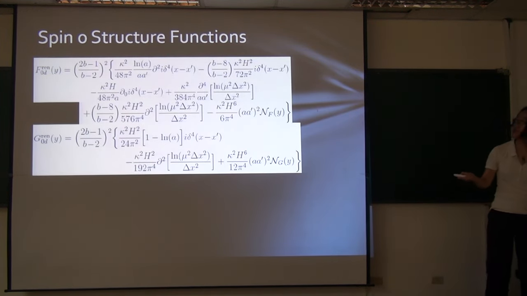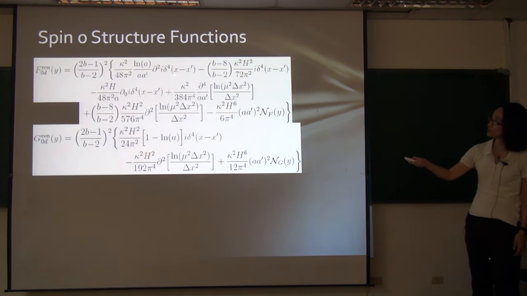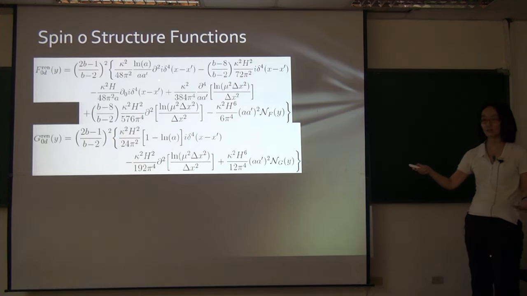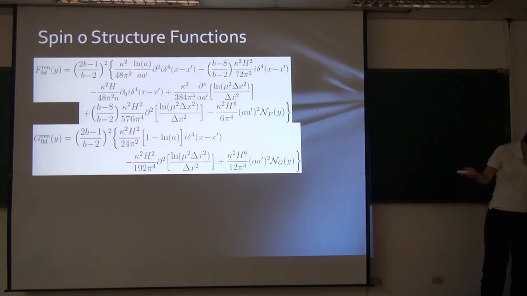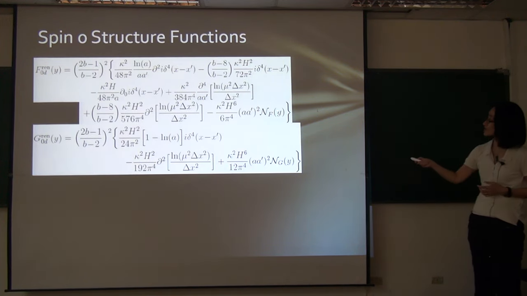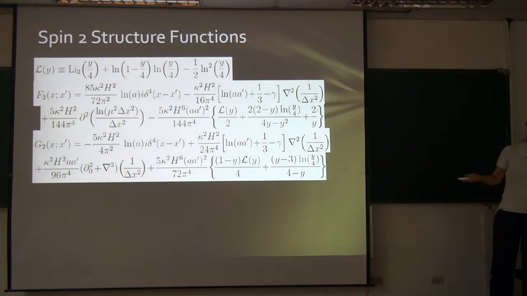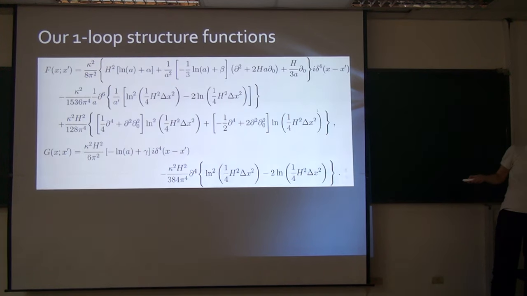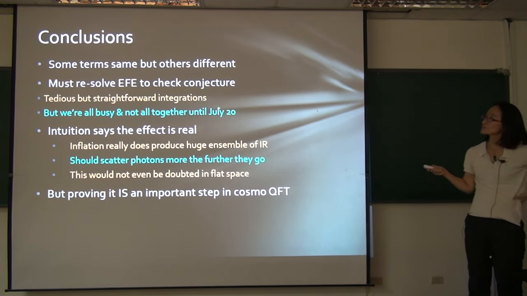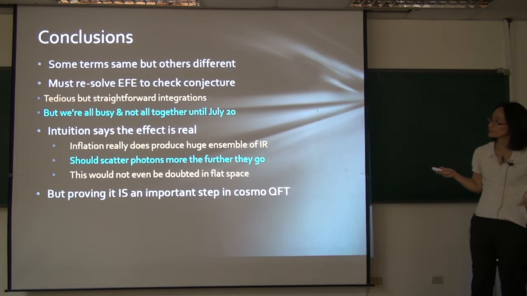So you will find that some terms are familiar. If the new graviton propagator only gave similar terms, then it would be easier to solve the linearized effective field equation, because it's simpler, we know how to do it, and we can do it very quickly. However, you have a new term, for example, like this kind. It's a very complicated function, and we have not yet proceeded to solve the linearized effective field equation and find out what the behavior of the photon will be. So this is the conclusion so far. We find some terms are the same, but others are different, and we still need to resolve the effective field equation to check the conclusion. This is very tedious, but it's straightforward.